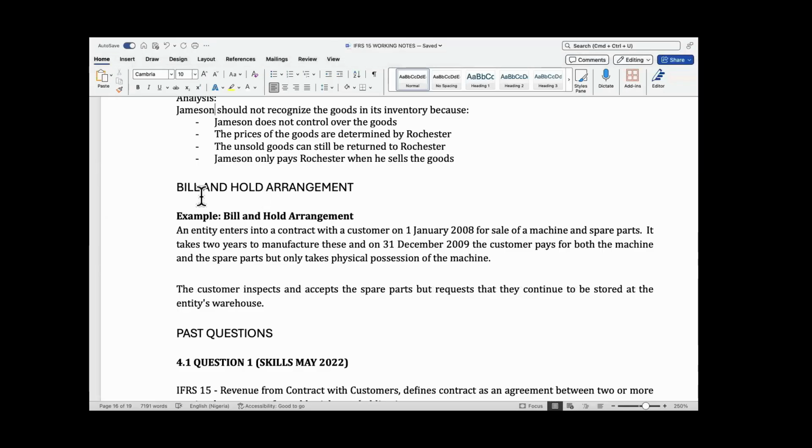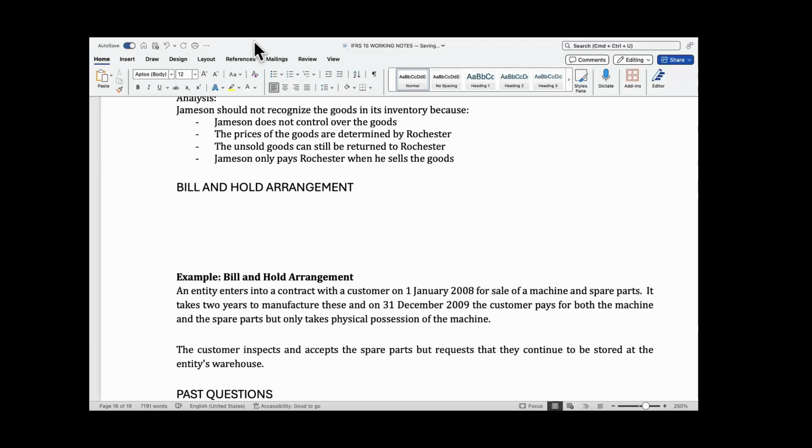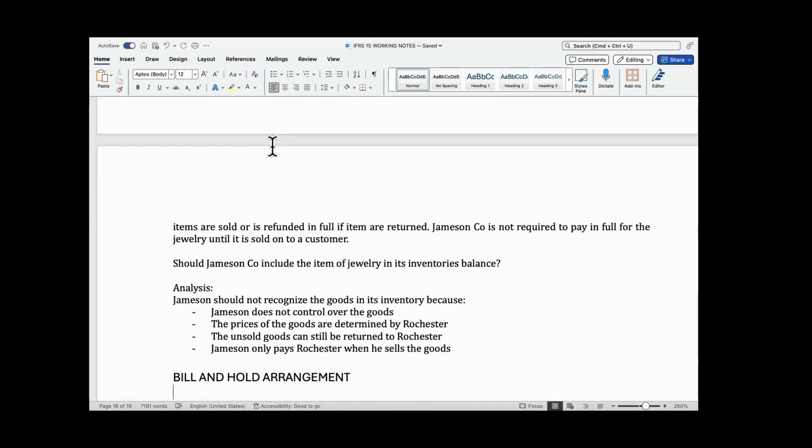And the final one is bill and hold. So for bill and hold, I can see your hand. Hello, sir. Yes, Ufoma. You said the dealer does not determine the price, but he's the one that wants to sell it. He can still add his own additional price to that ordinary price and sell to the customer. Of course, yes, you can do that. But the question didn't tell us that.